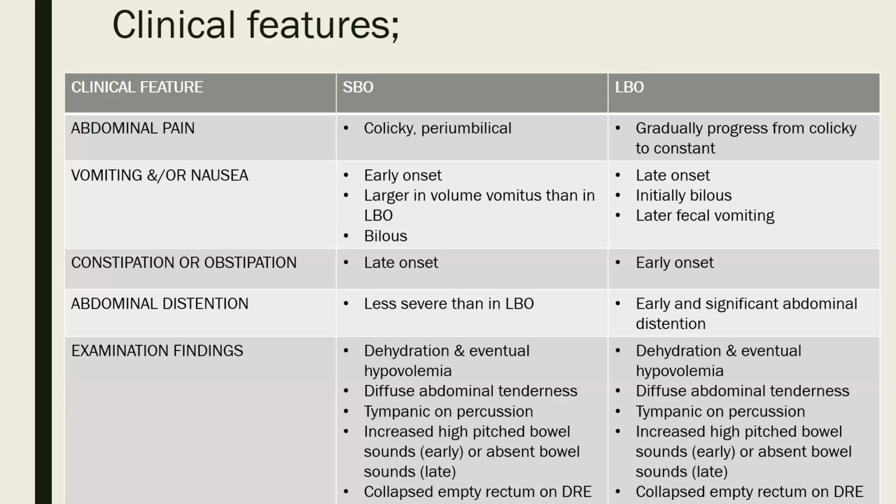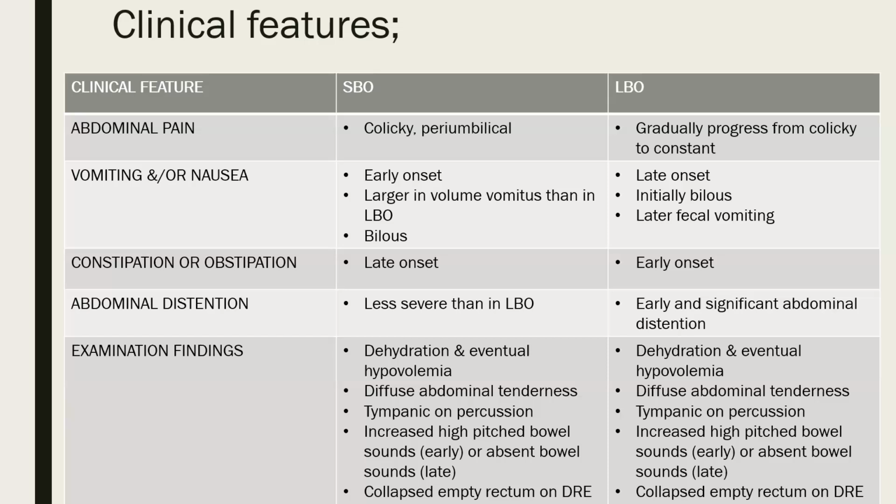Let's look at the vomiting with the nausea. Usually in small bowel, it's early onset, which makes sense because the route that the food has to take back out is shorter. So it just goes back through the stomach and esophagus and it's out. So it's early onset because the food comes back out. It's larger in volume and it's bilious.